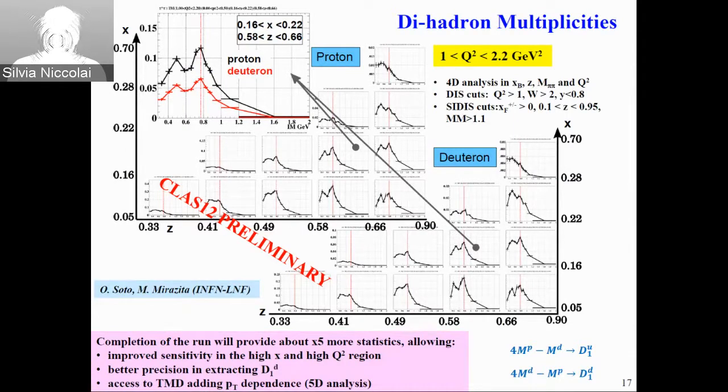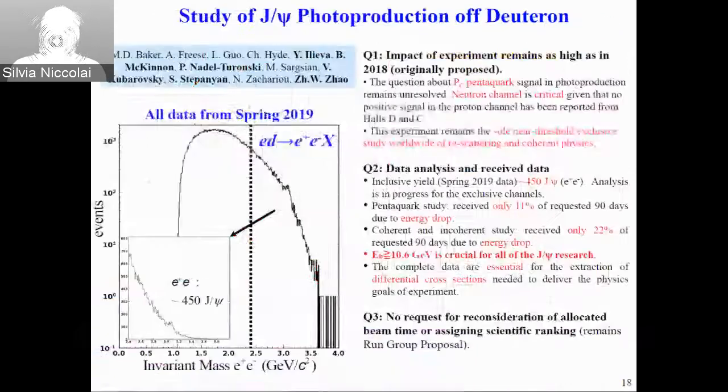And this will improve the sensitivity, especially in the high Q-square region, because here you see a bin at low Q-square, but the situation in terms of statistics is worse at high Q-square, and there is an example of this in the backup. And this will give us better precision in the extraction of the down quark fragmentation function, because the deuterium data dominate in that term. And we can add the PT dependence, giving us access to TMDs.